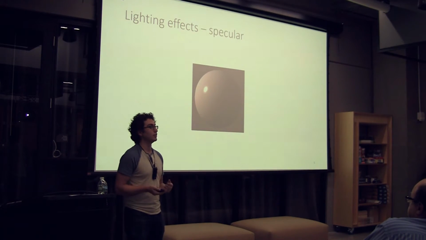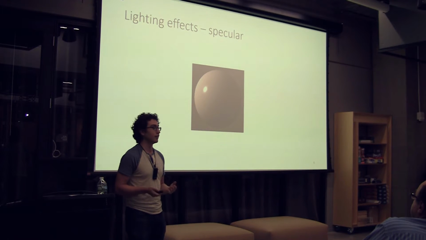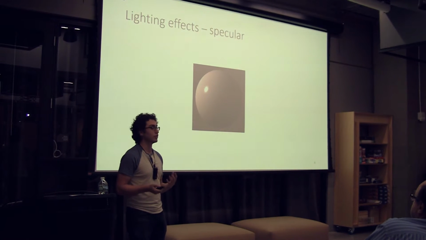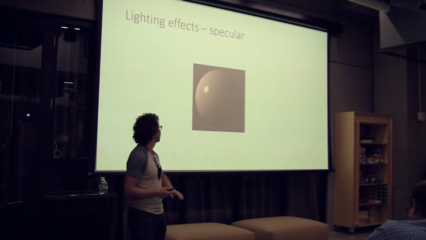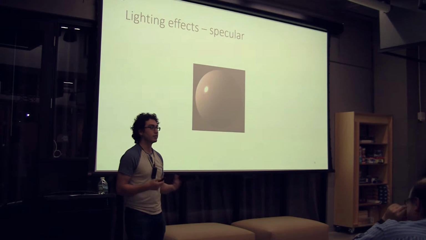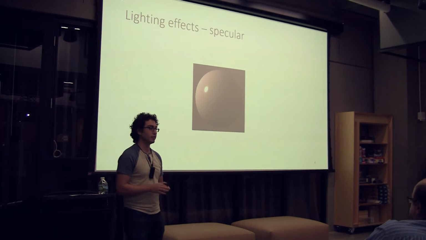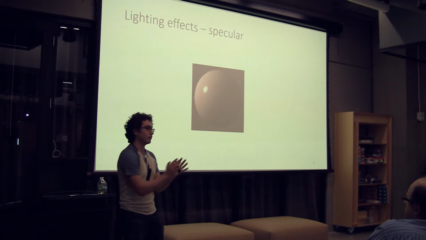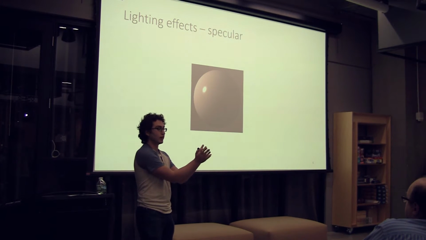The next thing we want to see is what we call specular highlighting. This gives us the idea that the object is shiny or glossy. It's giving us this bright highlight on the sphere. And this is coming from the idea that light is coming in and then bouncing off at a small range of angles.